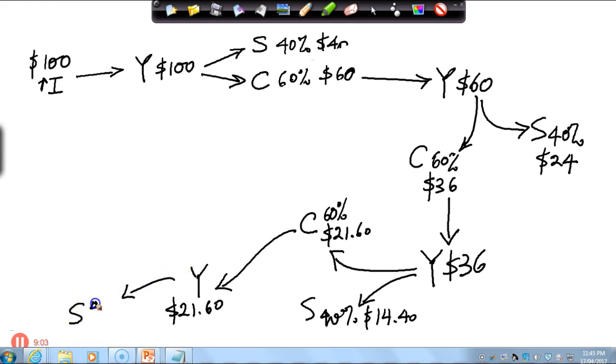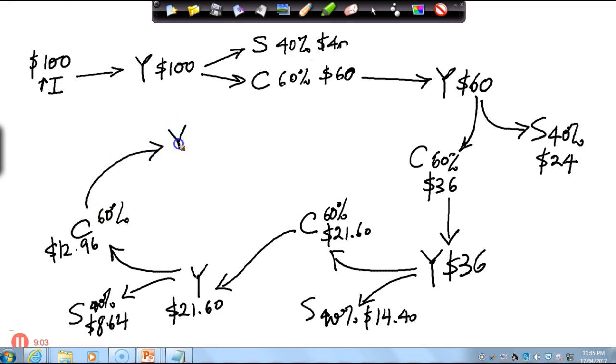They save 40% of the $21.60. So that's $8.64. And they will spend 60% of that $21.60, which is $12.96. And that spending is obviously income for yet another group. $12.96 income for yet another group. And so on and so forth. All right.